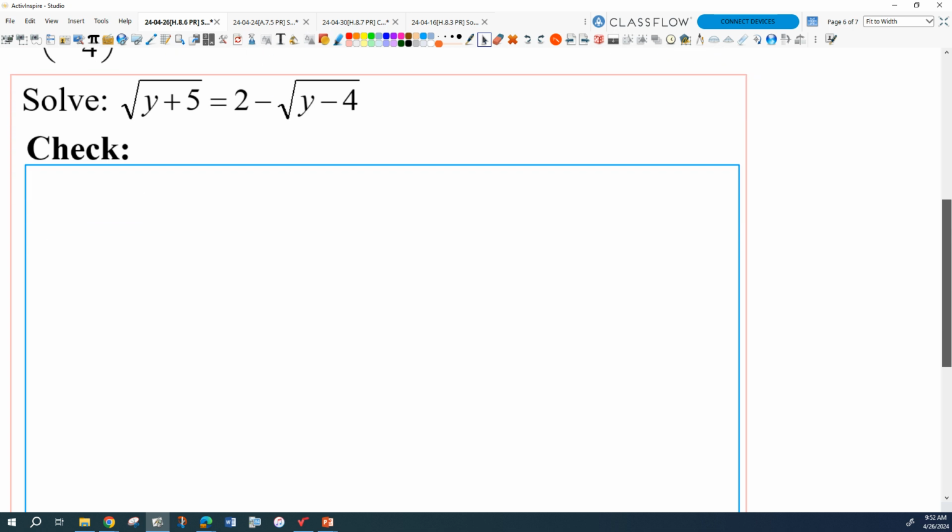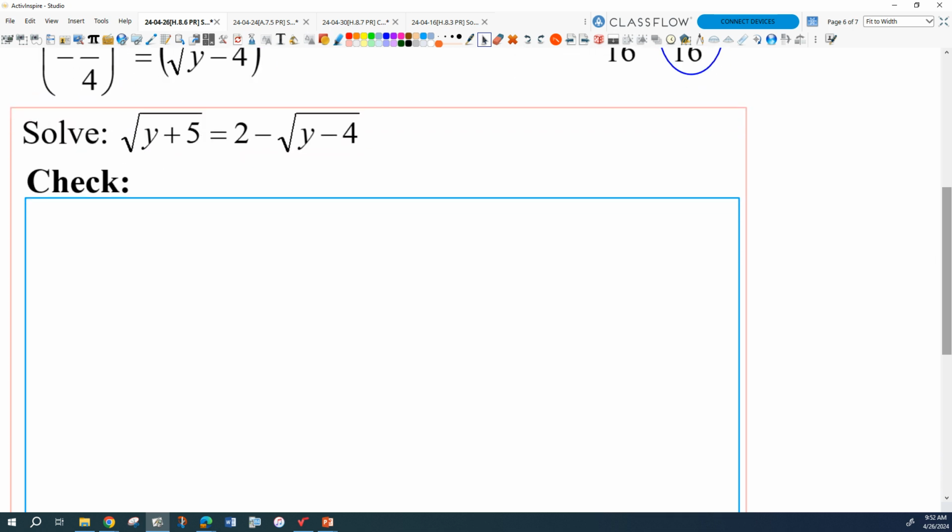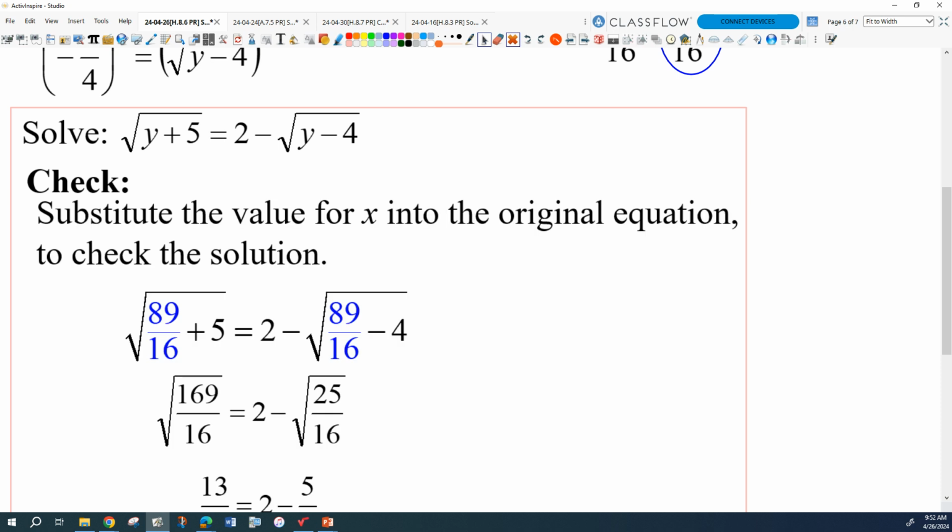If I check that by plugging it in, what am I going to get? We'll just zip through this. So 89 sixteenths plus 5. 5 is just 80 sixteenths, right? So I'm going to get 169 sixteenths. Square root of that equals 2 minus 89 sixteenths minus 4. I'm subtracting 64 sixteenths, so that's 25 sixteenths. Those work out nicely.